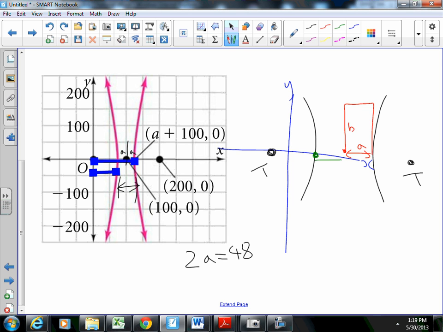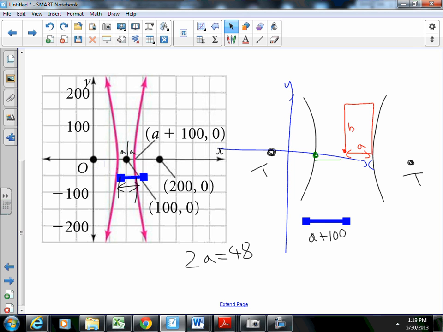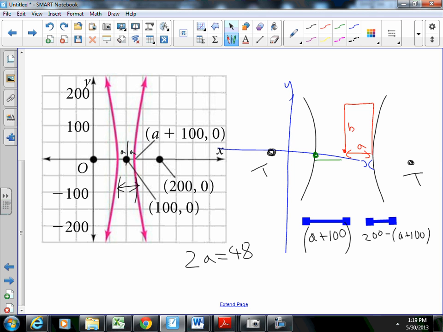The book goes about that in a very long-winded way. It calculates this blue line as being, I think, A plus 100, and this little blue one here as being 200 minus A plus 100. It's quite a complicated way, and they find the difference between those two. If you simplify that, you get 2A equals 48. Well, I prefer my way, which gives us A equals 24. Once we found A, we can figure out what B is.